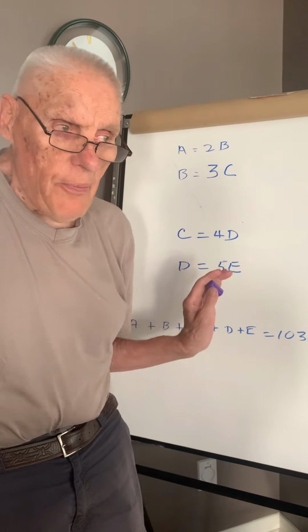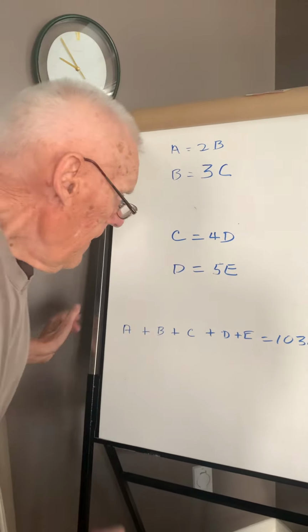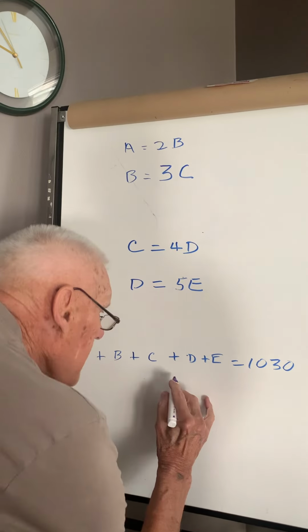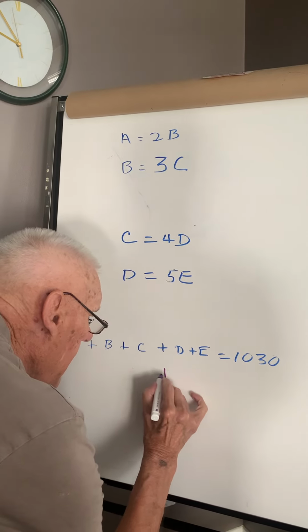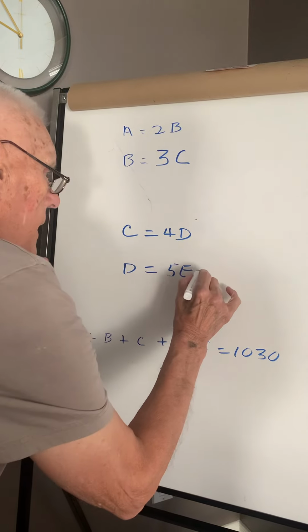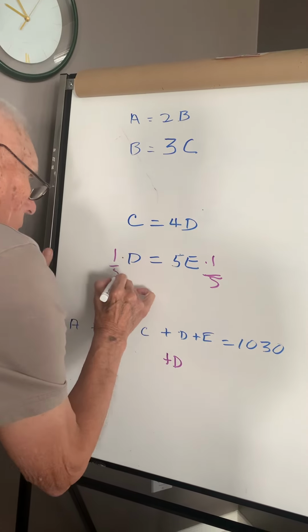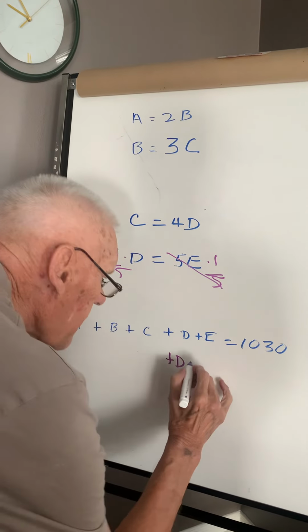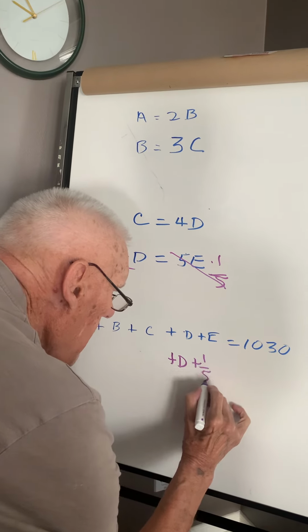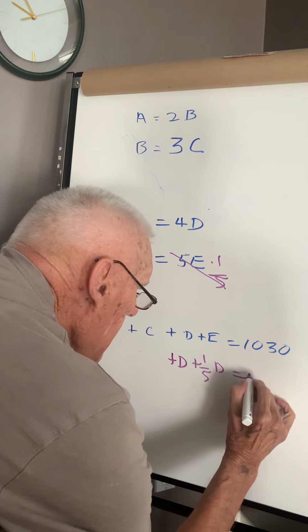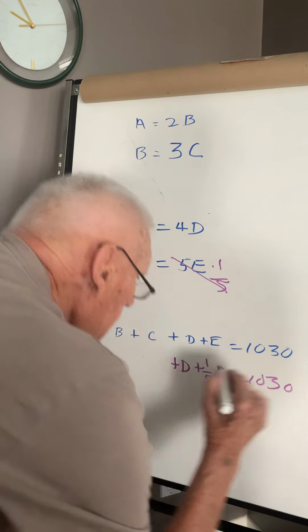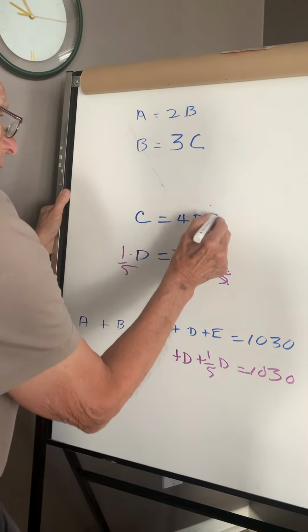All right, same problem, different letter. We're going to solve for D this time. So here is D down here, and E is 1/5 of D. Okay, but C is 4D.